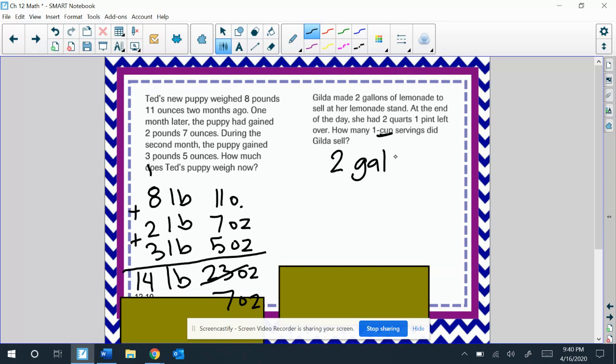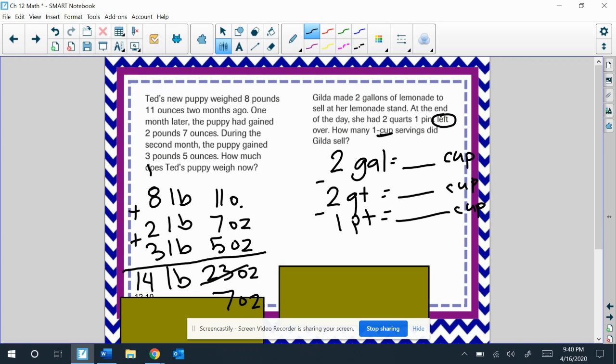So I'm going to turn 1 gallon into something cups. Just like we've done before, I'm going to turn 2 quarts into something cups. I'm going to do 1 pint into something cups. And then it wants to know at the end of the day, she had 2 quarts, 1 pint left. So I'm going to subtract these. Okay, let's give it a try.